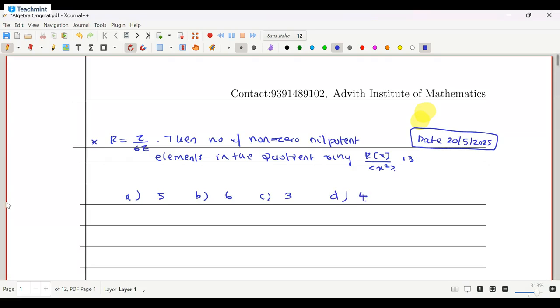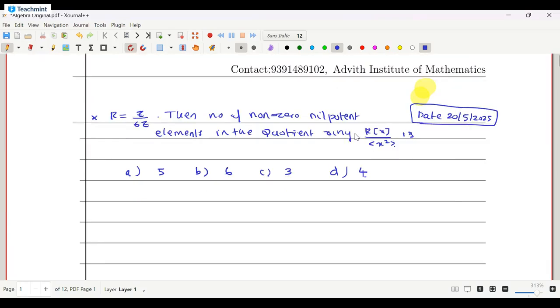Sir. This is last year TS set paper question is sir. 2024 last year exam lo vachindi. Anyone? Number of non-zero nilpotent elements in the quotient ring and R over X by generated by X square. Anyone చెప్తారా ఎవరన్నా? సైలెన్స్ గా ఉండకండి సార్.